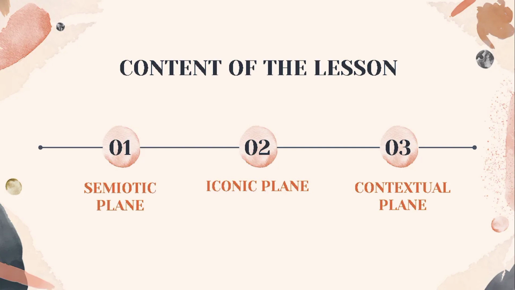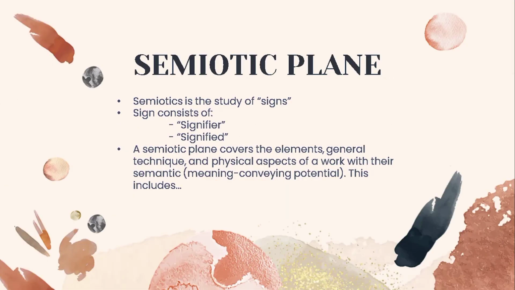So yeah, let's start with the semiotic plane. As you can see on this slide, semiotics is the study of signs. A sign consists of the signifier and the signified. A semiotic plane covers the elements, general technique, and physical aspects of a work with their semantic or meaning-conveying potential. I'm going to discuss the different subcategories regarding the semiotic plane.